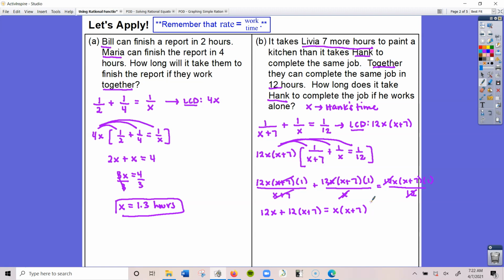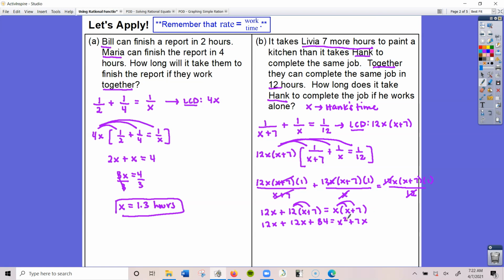Now we're going to distribute everything and combine like terms. So we're going to distribute this 12. So we get 12x plus 12x plus 84. And this is going to equal x squared plus 7x.